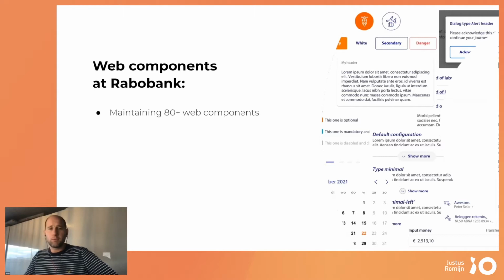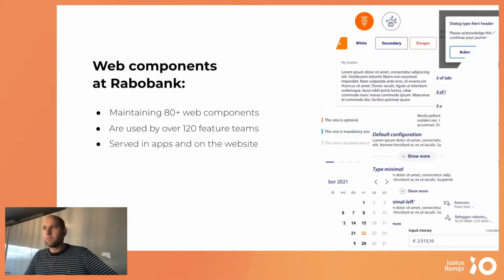So currently, we've got a bit over 80 UI web components available within the Rabobank. And we are at least aware that over 120 feature teams are using our components, but there might be more that we don't know of, and I'll get back to that one as well. Our components are used not only in the browser but also in our hybrid apps. So, for example, for the consumers of the Rabobank app, the business app, the anonymous website, as well as the website when you log in.